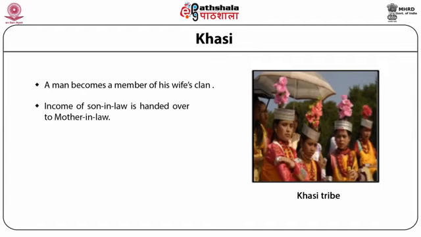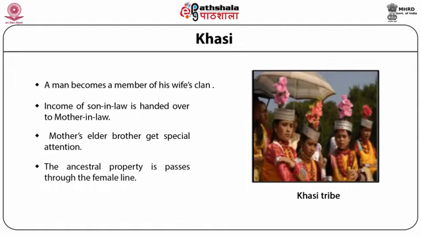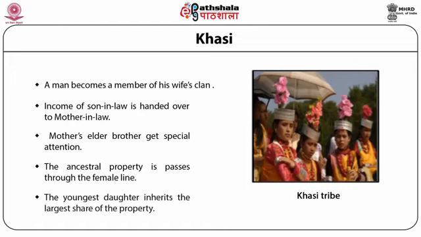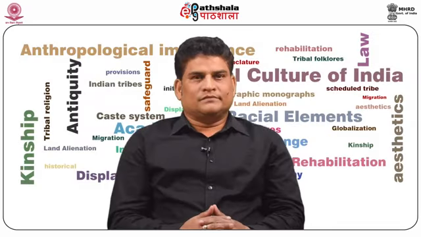All sons of the family leave their family of orientation after marriage. The mother's elder brother gets special attention in Khasi society and management is under his control. The ancestral property passes through the female line. The youngest daughter inherits the largest share of the property. The sons have no right to the property. The mother's residential house usually goes to the youngest daughter.